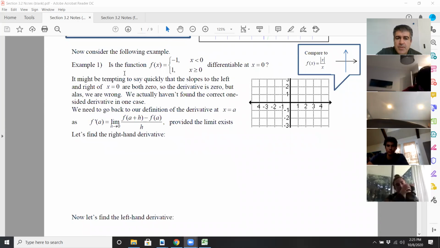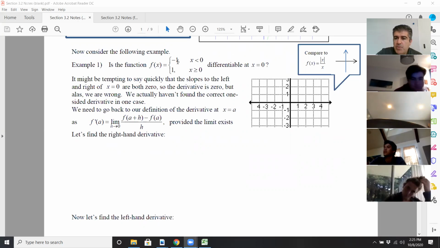Now, example 1, you're being asked to determine if this function here is differentiable at x equals 0. So it's a very simple piecewise function: y equals 1 when x is greater than or equal to 0, so including 0, and y equals -1 when x is less than 0, and 0 is not included there, right? Not included.